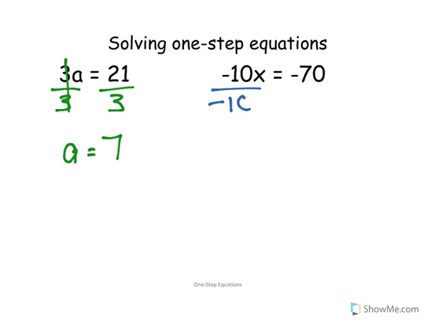Negative 10 times what is equal to negative 70? I'll divide both sides by the coefficient, which is negative 10. Negative 10 divided by negative 10 is just equal to 1, which is what we're showing there. Negative 70 divided by negative 10, since the signs are the same, is going to be positive 7. Now, just to do a check, maybe I'll do the check on the first one, just so you see it here.